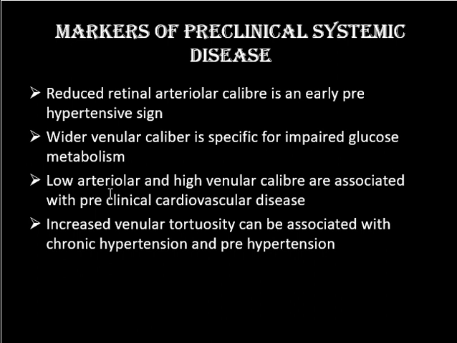And then low arteriolar and high venular caliber are associated with preclinical cardiovascular disease. This we can understand. We have already discussed arteriolar narrowing, and then we saw the different signs which we see in fundus examination in cases of arteriosclerosis, that is Salus sign, bonnet sign, and everything. And increased venular tortuosity can be associated with chronic hypertension and pre-hypertension. Sometimes there is tortuosity and sometimes there is straightening of the blood vessels.